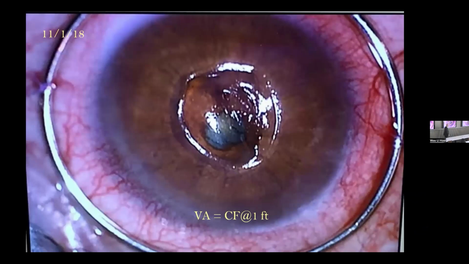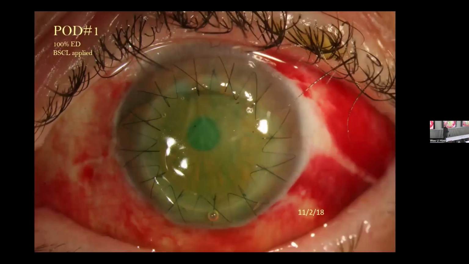Just one wrong move, he perfs, everything comes out, and that surgery gets really technically difficult. Here he is day 1, post-op day 1, looking pretty good. But a total epithelial defect, which is not unusual, okay? But I know he's neurotropic, and this is not going to want to heal. So I put a bandage lens on him, and we order the oxybate, okay?